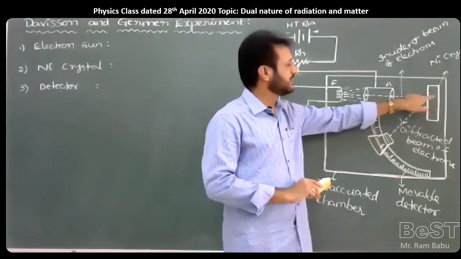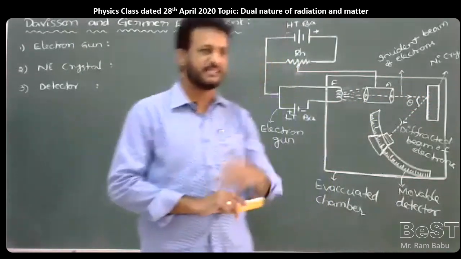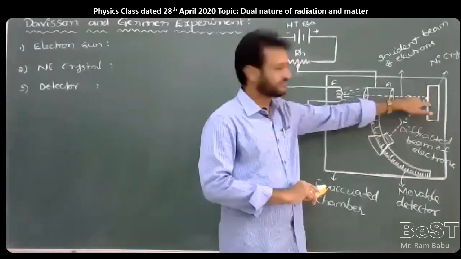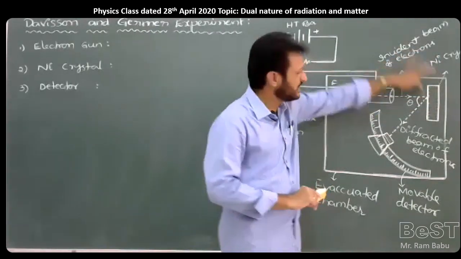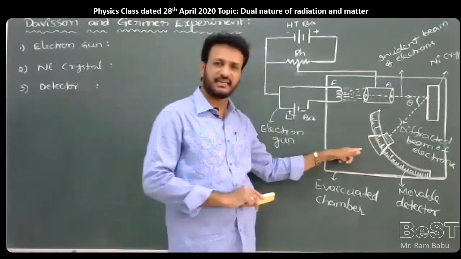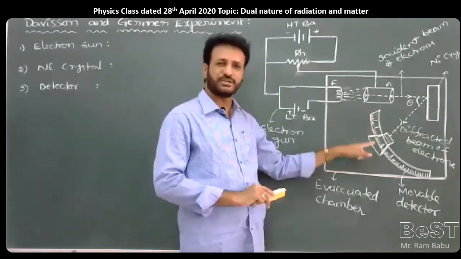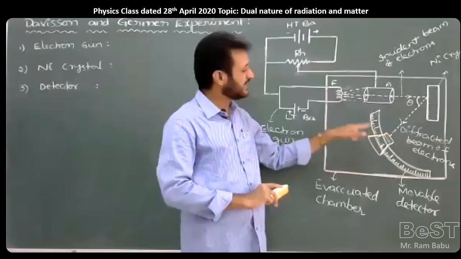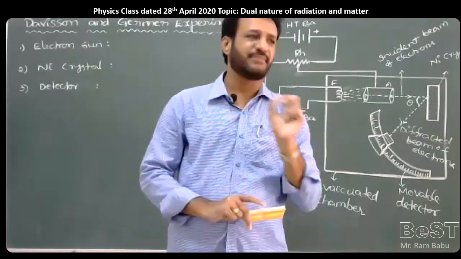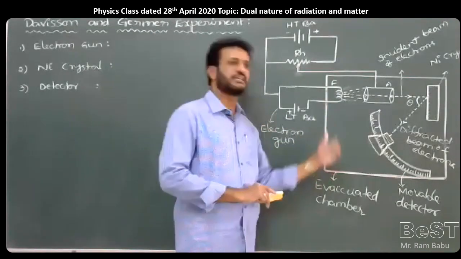Since the nickel crystal contains atomic planes nearly comparable to the wavelength of the electron beam, all the electron beam gets scattered. The scattered beam of electrons can move in all possible directions. In a particular direction, we can fix the mobile detector, collect the electrons, and find the current flowing through the galvanometer. Here the current flowing through the galvanometer is directly proportional to the intensity of the wave. More the deflection, more the current; more the current, more the intensity of the wave.